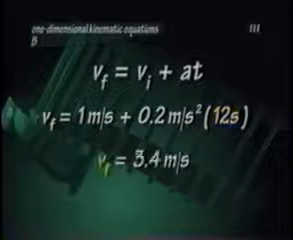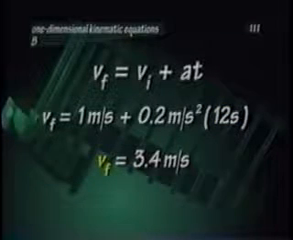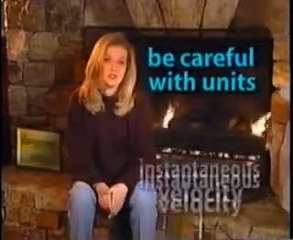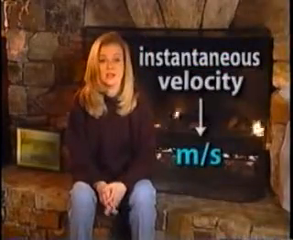Plugging in and cranking out, we get that Not Quite Bright's final velocity at exactly 12 seconds after he began is 3.4 meters per second. Go, one-dimensional wonder boy! Just a reminder, be careful with your units. Remember, instantaneous velocity is measured in meters per second. If you find that your units don't work out, that may be a sign that you didn't set up the equation correctly.